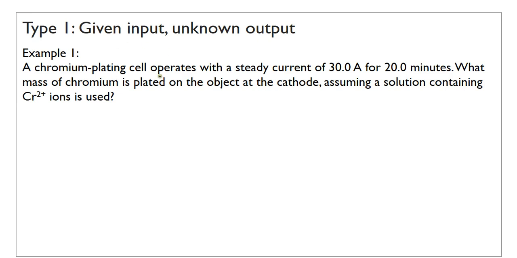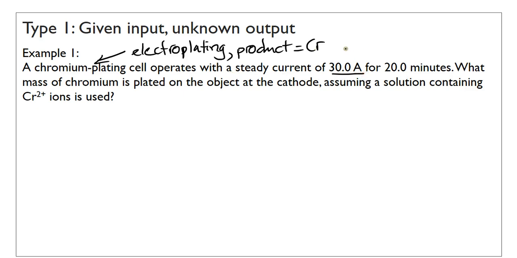A chromium plating cell. So you know that this is electroplating. If you know that the question is using an electroplating cell, you already know that the product is chromium because it's a chromium plating cell. So I already know the product is chromium, which is Cr. That's the symbol for chromium. A chromium plating cell operates with a steady current of 30 amps. So this is the current.